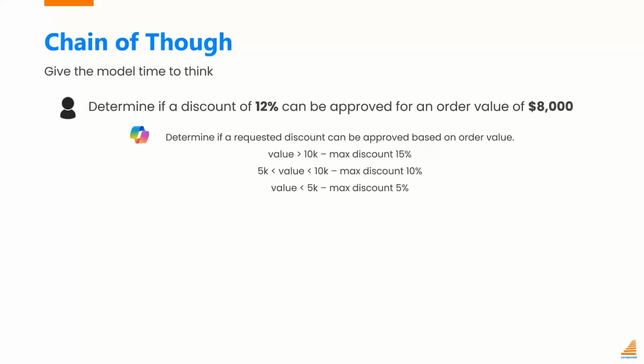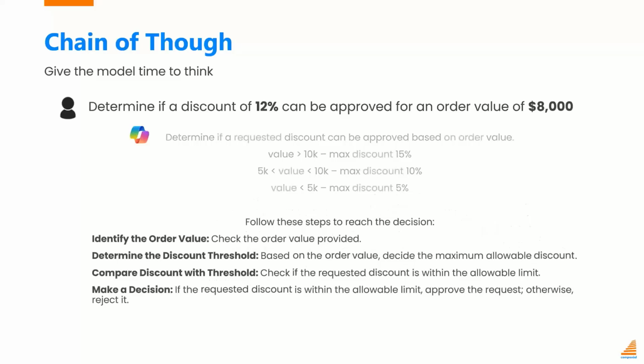And with chain of thought, we don't only give this matrix to the model, we also give it steps. So we say, hey, here's the matrix, how you would calculate it, and here are the steps for how you would think through this problem. And you don't see me, but I'm showing think with air quotes, because like we saw in the OpenAI playground, the models don't actually think, they just calculate and assume. But still, the steps here would look something like identify the order value, determine the discount threshold, compare the discount with the threshold, and only then make a decision.